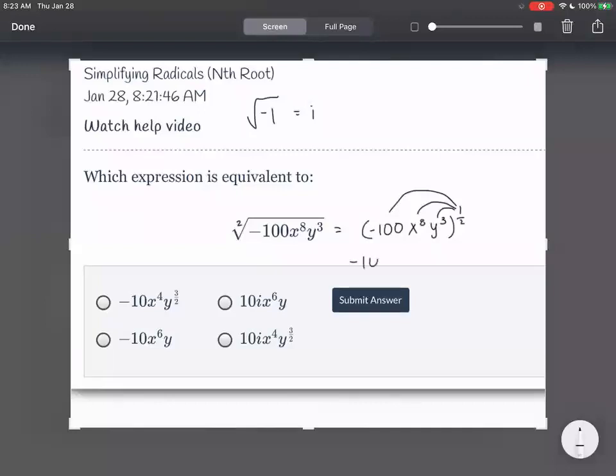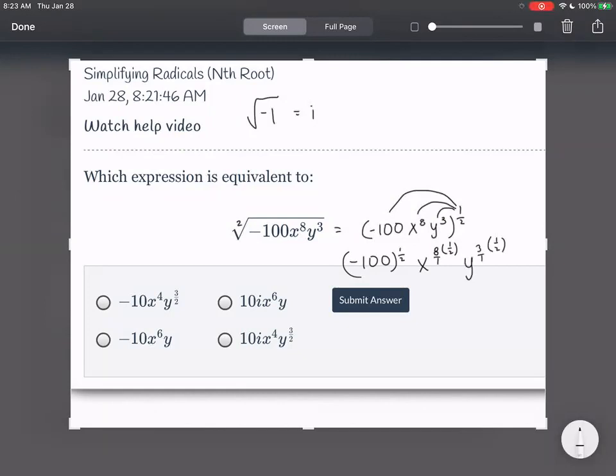So we have negative 100 to the power of 1/2. That's the piece that's going to have an i in it. And then x to the power of 8 times 1/2. Remember, that's like 8 over 1 times 1/2. And then we have y cubed times 1/2. Remember, when we multiply it, you can treat it like a 3 over 1.